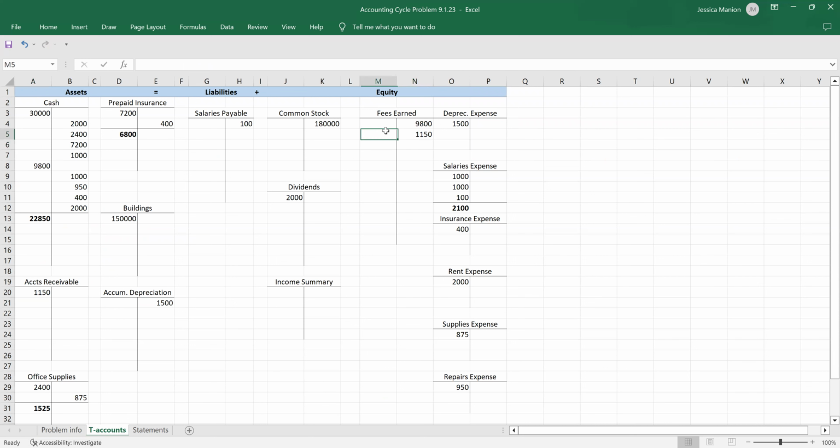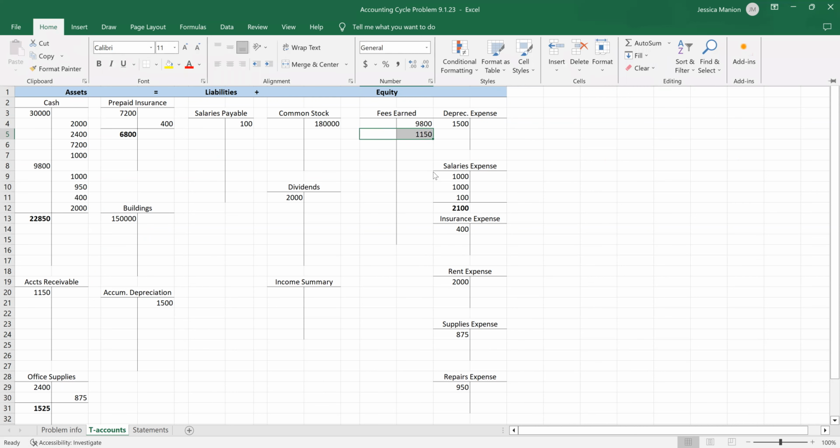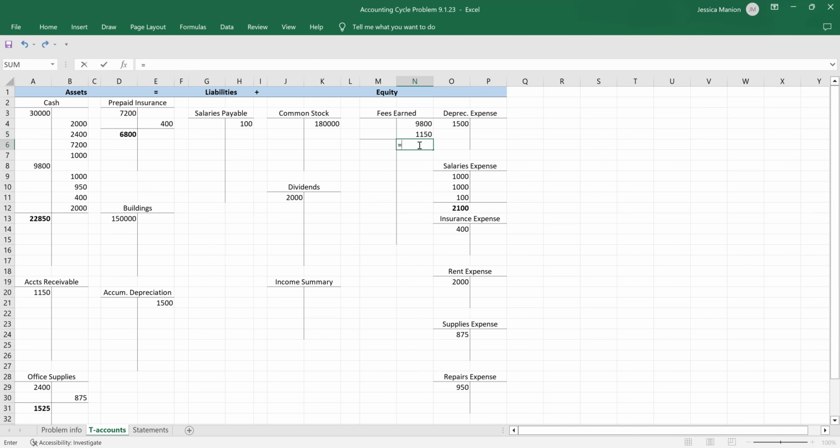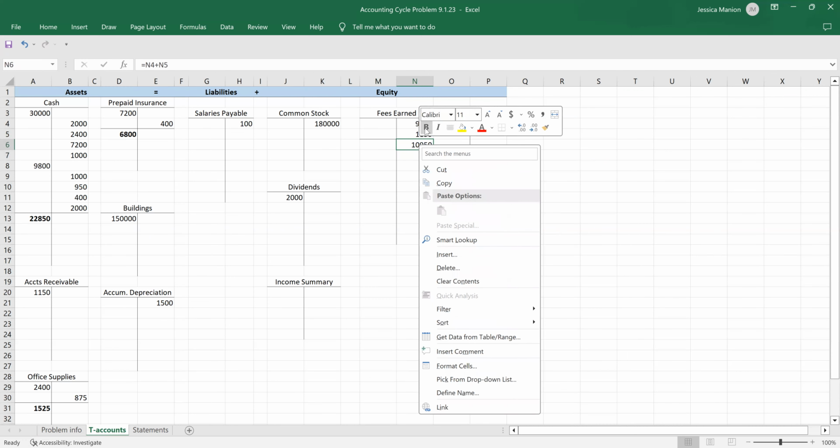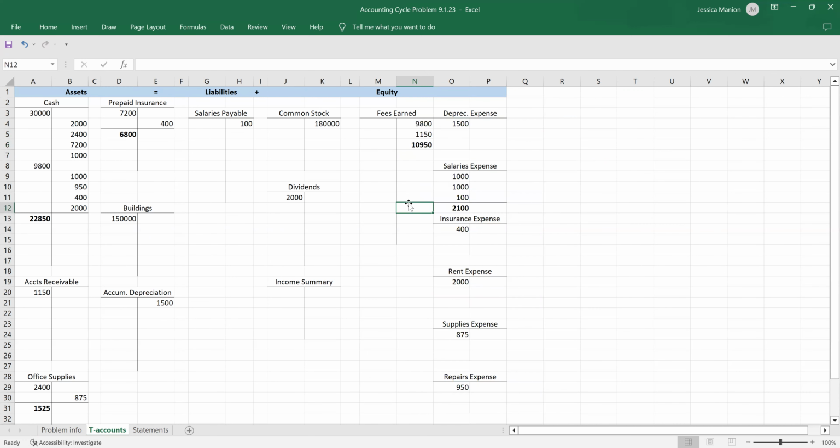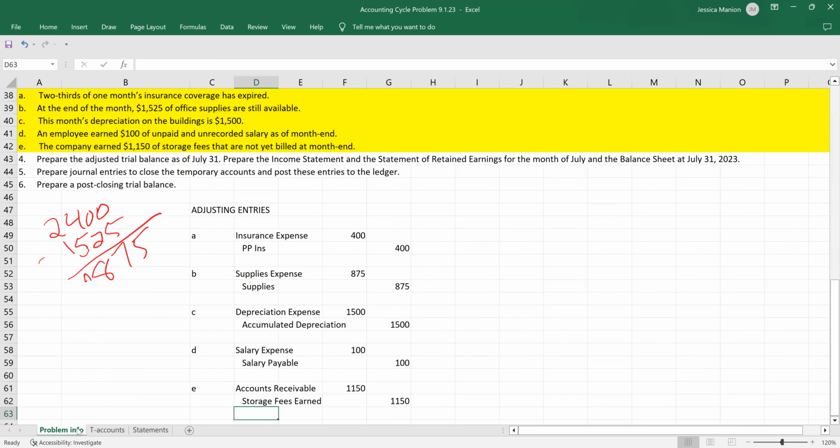And now we can total these up, since we do have 2 in fees earned now. Total them up. So we've got total fees earned 98 plus 1,150, so 10,950 now in fees earned after our adjusting entries. Okay, and those were all 5 of the adjusting entries. We updated the T accounts as we were going.